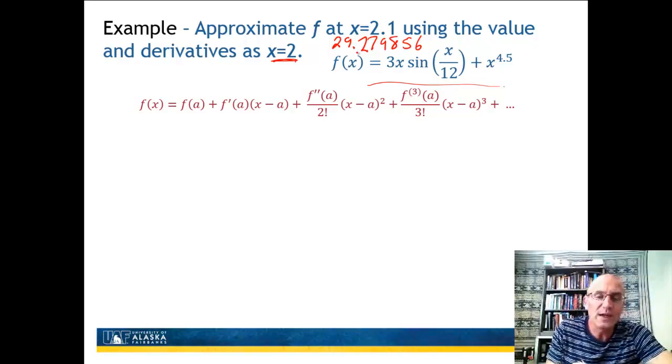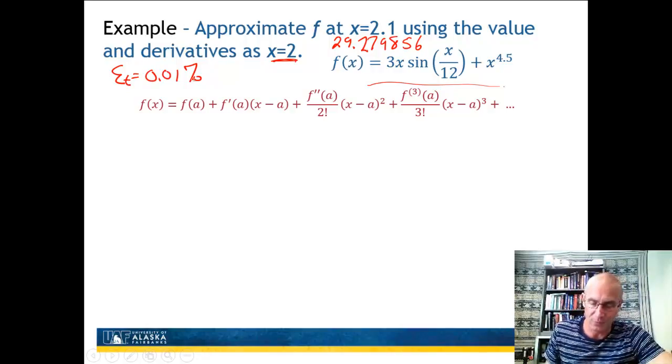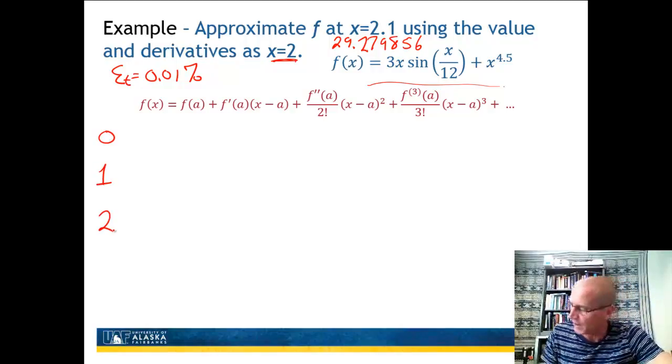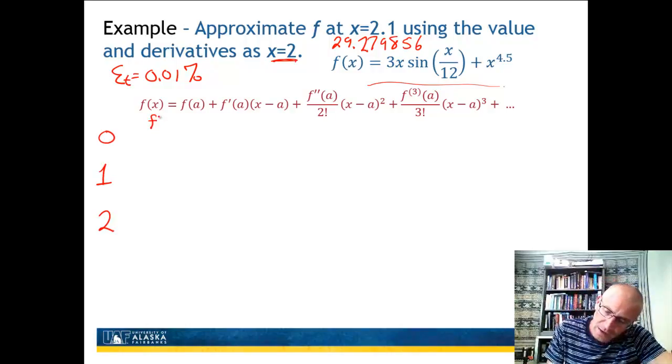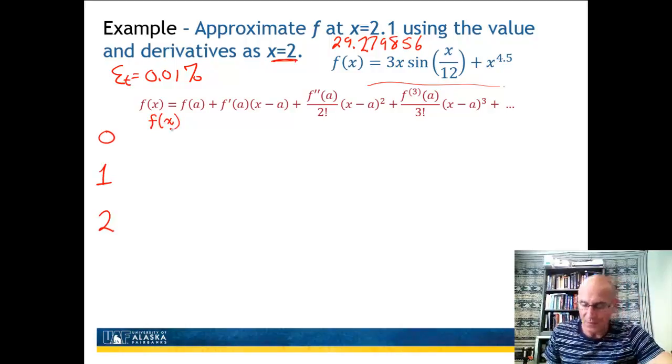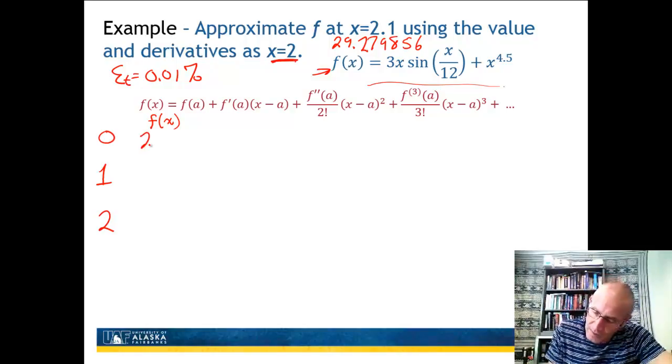All right, let's give ourselves a stopping criterion. We're going to say when the true error is less than, let's say, 0.01%, we can stop doing this. So let's look at our zero-order approximation. We'll make a table: first-order approximation, second, and we'll see how many we have to do here. First I'm going to approximate my value of f of x by plugging in x equals 2 into this equation. That's going to give me my zero-order approximation, and that number is 23.62279. So 23.6, and I want to get to 29.27, clearly not very close.